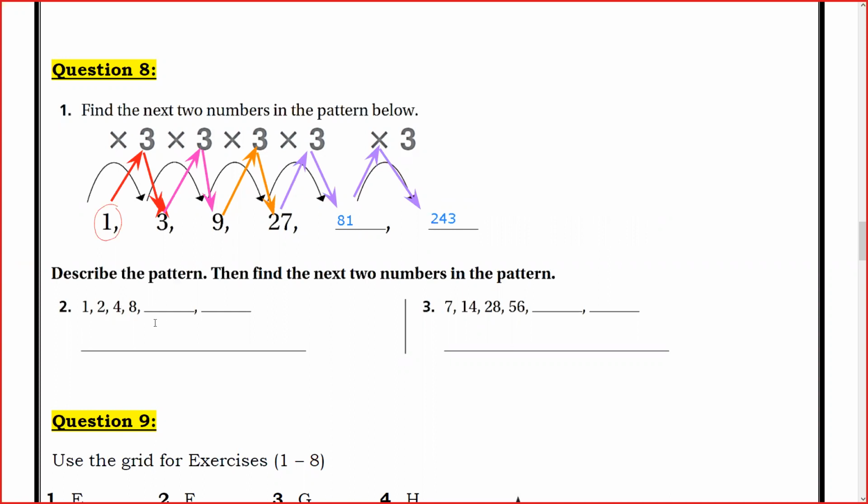Lana, here we have 1, 2, 4, and 8. So what do I multiply? The first number, I multiply it by what to get number 2? She answered. Yalla, tell me. What do you multiply 1 by to get 2? Yes. Raise your voice. 1 multiplied by 2.